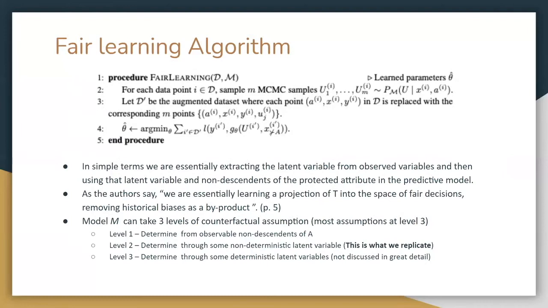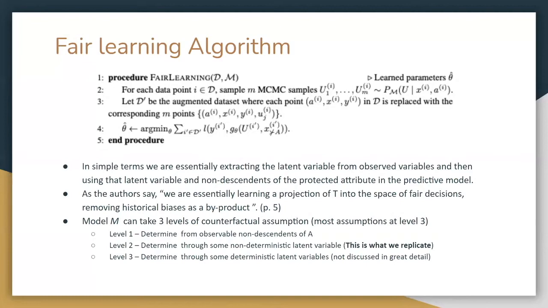And we have 3 different levels of assumptions that make counterfactual fairness possible. The higher level requires strong assumptions. Here are our level 1, level 2, and level 3. The authors recommend always modeling the causal structure to reach the goal of counterfactual fairness.